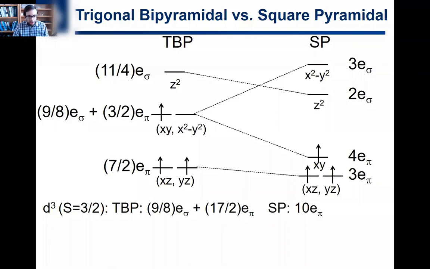So we left off on the D3 electron configuration. At first, we tried to pair the electrons as much as possible. That's one possible electron configuration. That was spin 1/2 or doublet. Here, it's sort of like a high spin equivalent, right? This would be high spin.